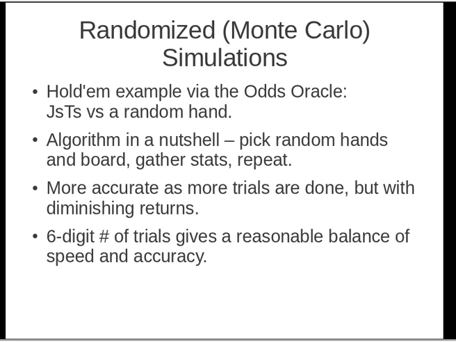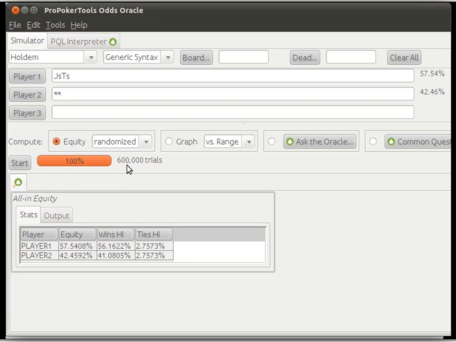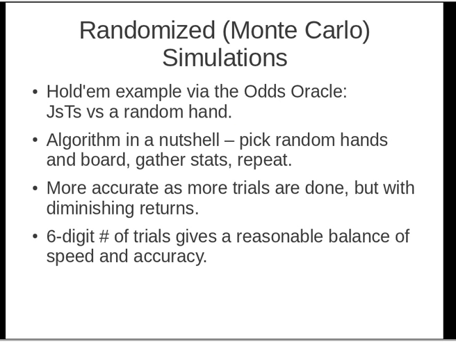The way this is done, in a nutshell, you pick random hands for each player, you generate a random board, and you see who won or tied. And you do that over and over again. In this case, we did it 600,000 times. So this number here is the number of final boards that were dealt. Generally speaking, the more simulations you run, the more accurate your results will be. But there is a law of diminishing returns here.